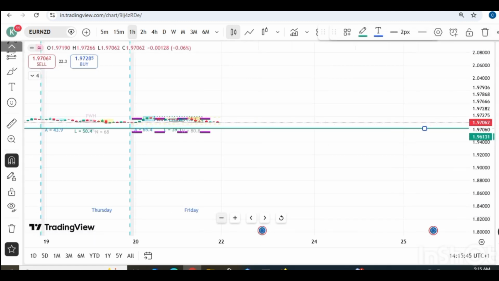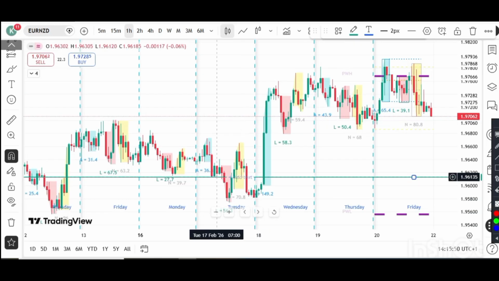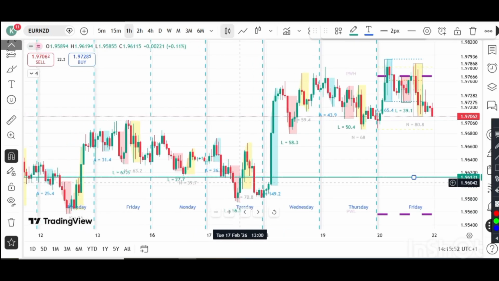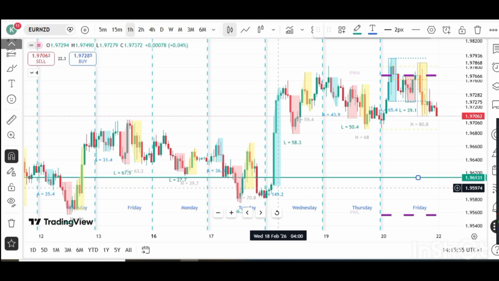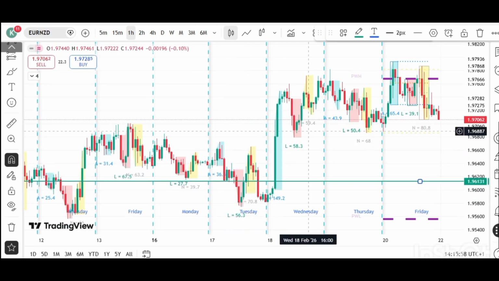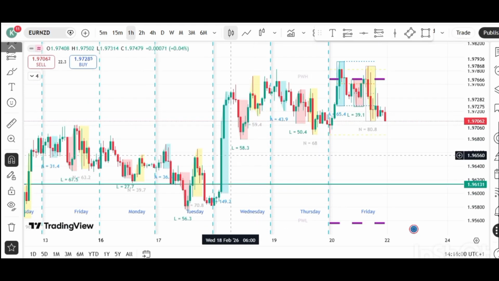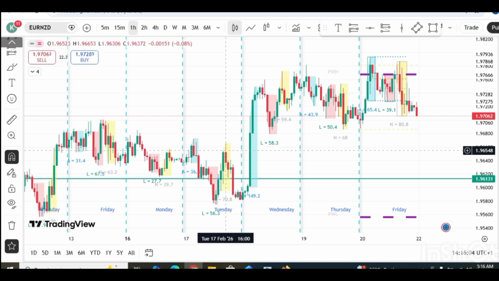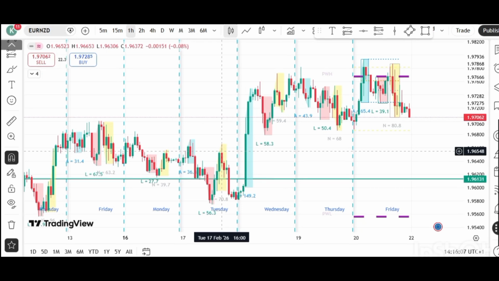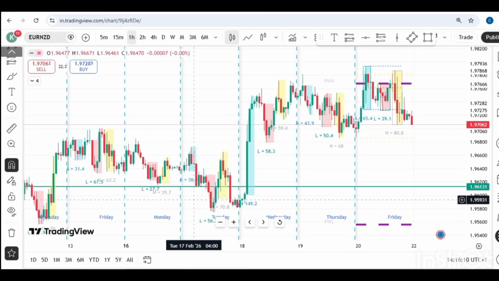Let's go back to our 15 minutes or 1 hour. You can see this is exactly where price reacted, although it faked out below it and then took me out of this trade. So these are the trades that I took this week. Well, altogether I closed in profits. So that's it for this video.